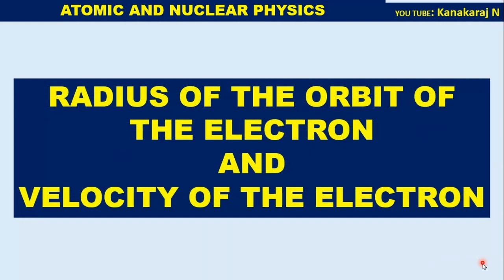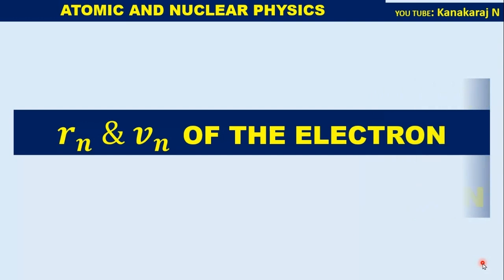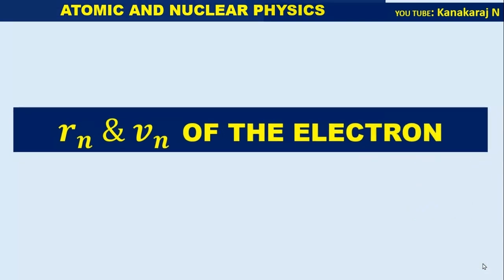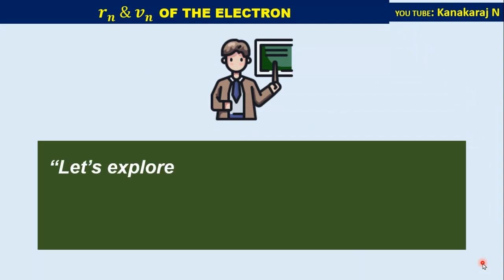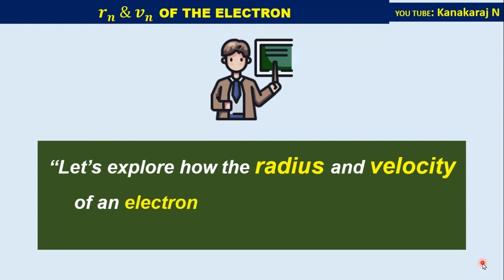Radius of the orbit of the electron and velocity of the electron, Rn and Vn of the electron. Let's explore how the radius and velocity of the electron in Bohr's atom model are derived.